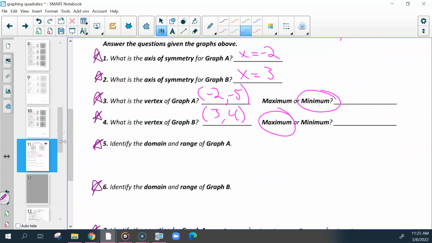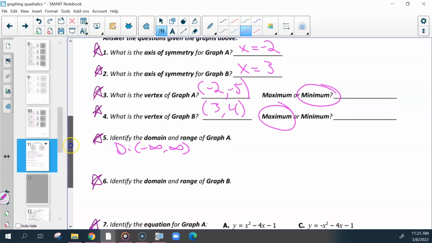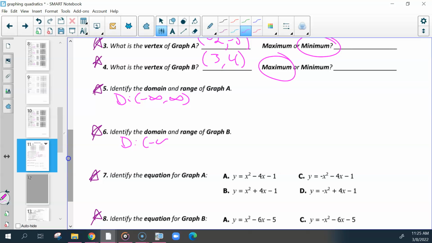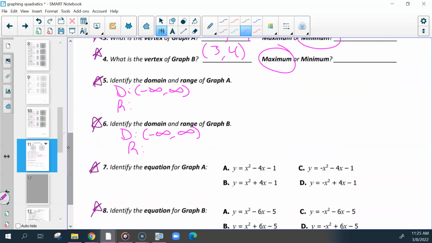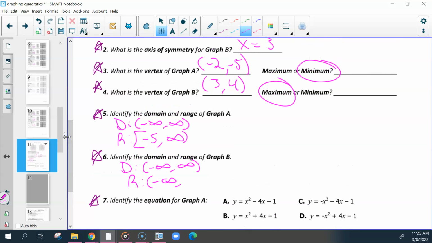Okay. Now, for 5 and 6, domain is going to be the same for both. All real numbers, or -infinity to infinity. Your range, however, is what's going to be different. So for A, this is going to start at -5 and keep going up. And for range, this is going to start at -infinity and go up to 4, our highest point on our vertex.